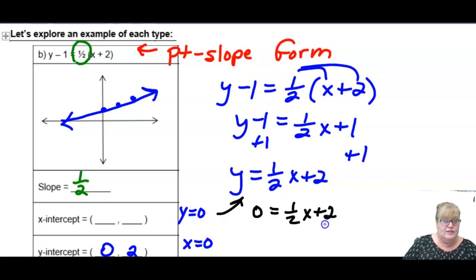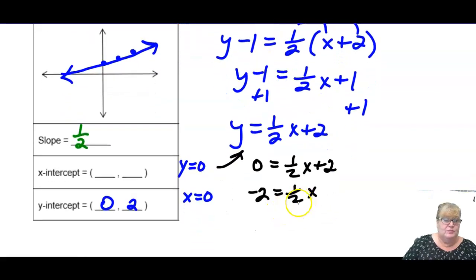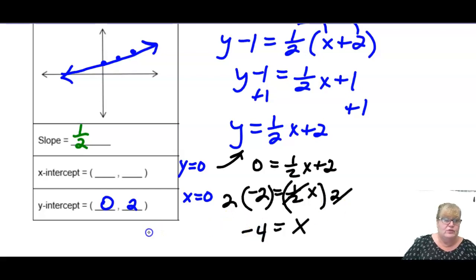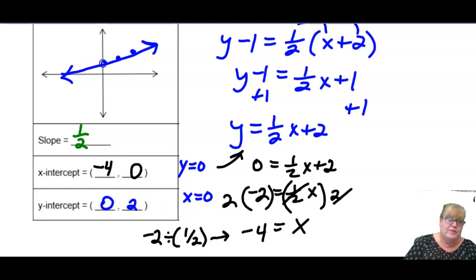I got to be real careful, guys. If you subtract 2 over the other side, now when you divide by 1/2, you're really multiplying by 2. So 2 times 1/2 is 1x, and over here, 2 times -2 is -4. You can do it on your calculator. You could do -2 divided by 1/2, use your parentheses, you will get -4. So -4, 0 is where, that should make sense. Down 1, back 2, down 1, back 2. We went back 2 twice, so this is -4.